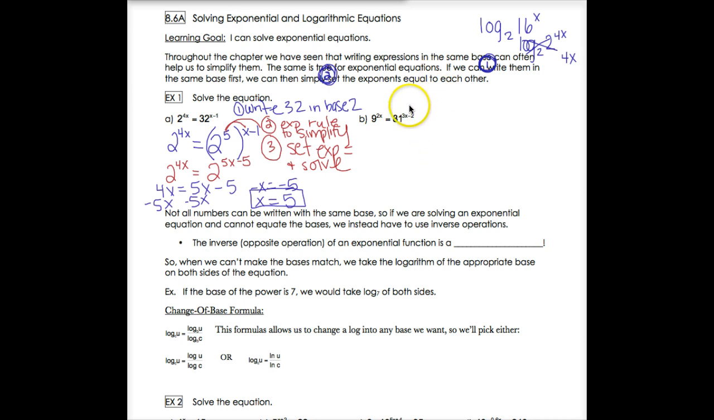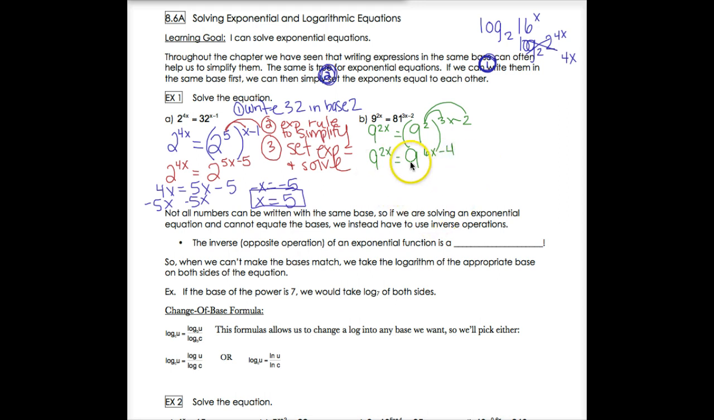All right, so first thing I need to do is write this 81 in a smaller base to make it match. So I'm going to make this a 9 squared. This one's staying the same. 81 becomes 9 squared raised to the 3x minus 2. So now I apply my exponent rules. I need to distribute here. So I've got 9 to the 2x equals 9 to the 6x minus 4.